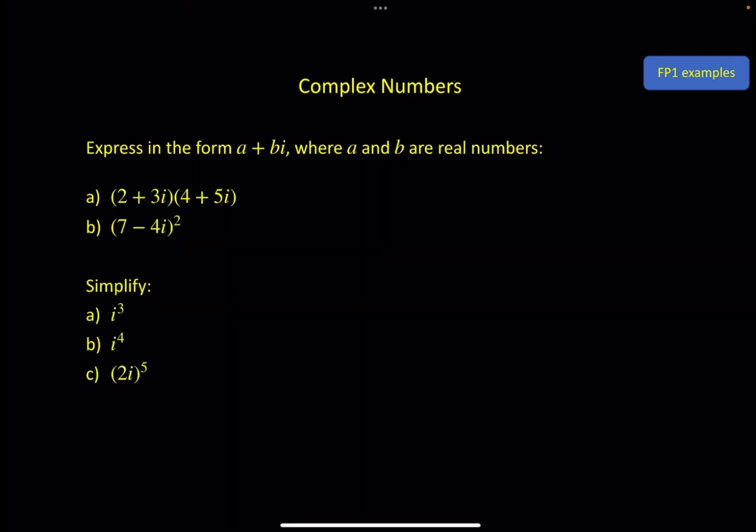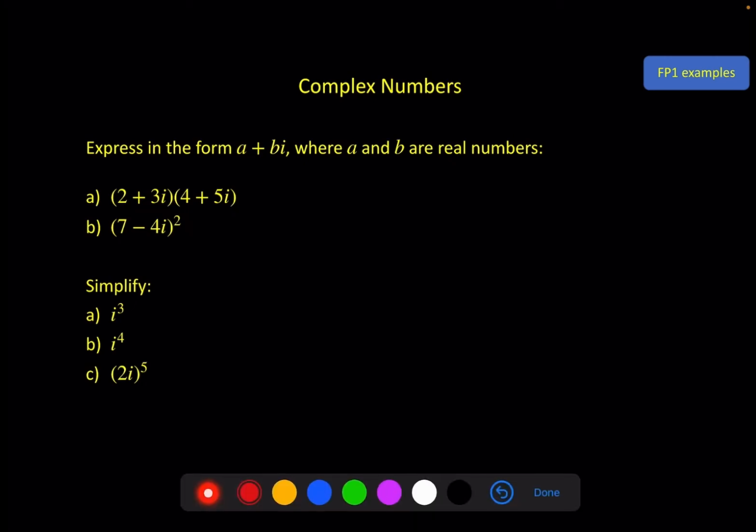So a few examples before we move on to the complex conjugates. Here we go, doing pretty much the same thing. We've got 8 plus 12i plus 10i plus 15i squared, which we will change into a minus 15. 8 minus 15 is minus 7, and 22i.